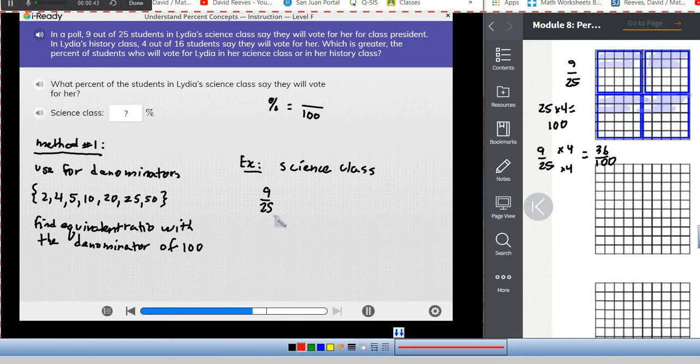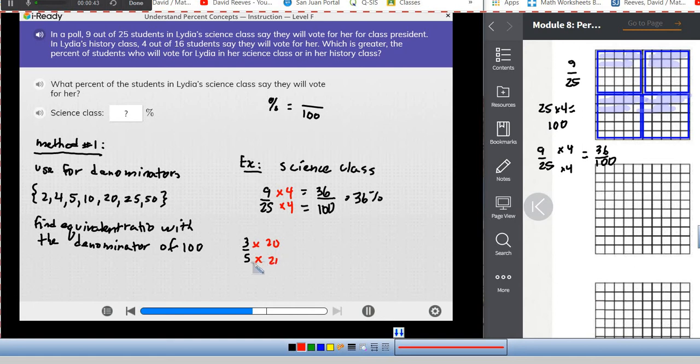So what you can do is take that factor of 25 and ask, what do I have to multiply that factor by? You multiply both the numerator and the denominator. Remember, we've done this before to make equivalent ratios. And we get 36 over 100, which is 36%. 36%, 36 over 100.